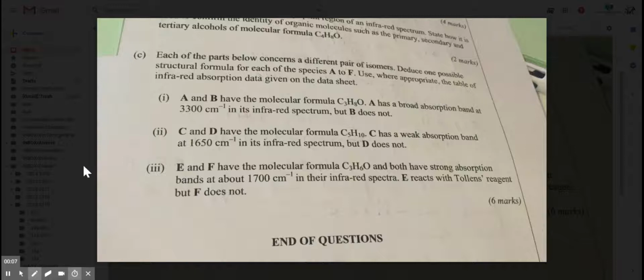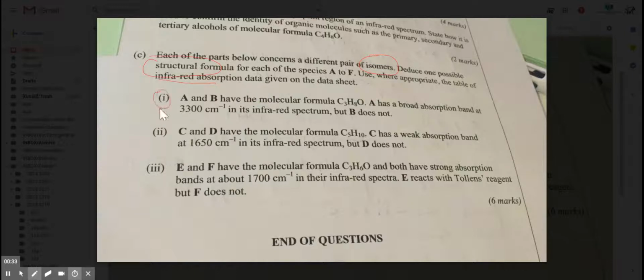isomers question here. Just reading it as I talk. So we've got three pairs of isomers, and we have to give the structural formula of each from A to F using infrared absorption data on the data sheet. Okay, so presumably you've got a data sheet you can refer to at hand. So that would be good.